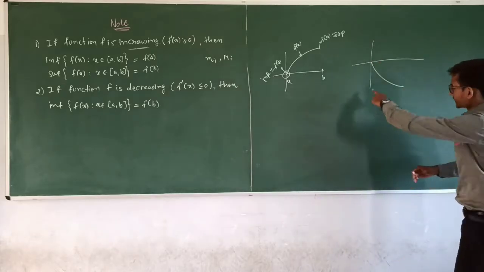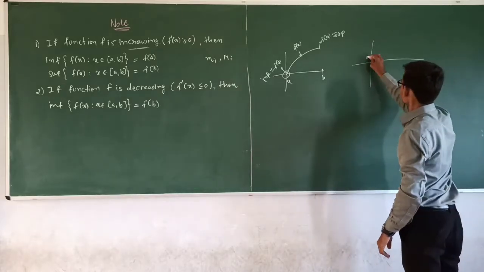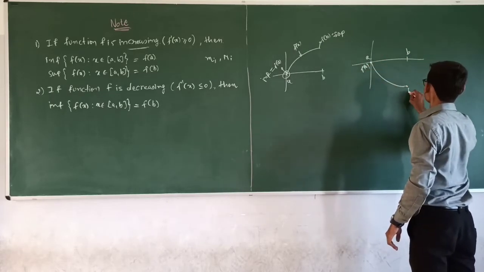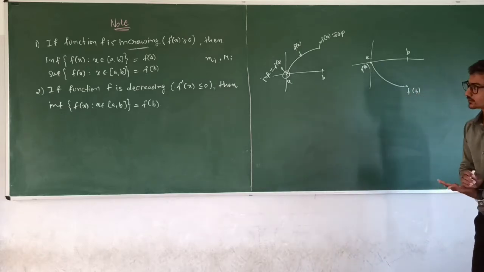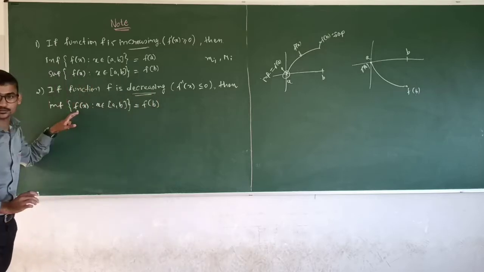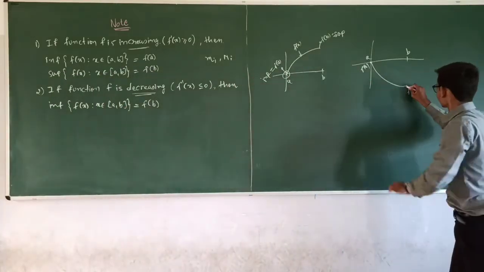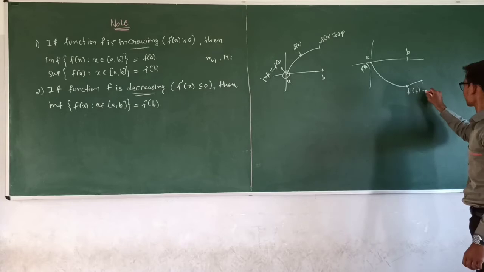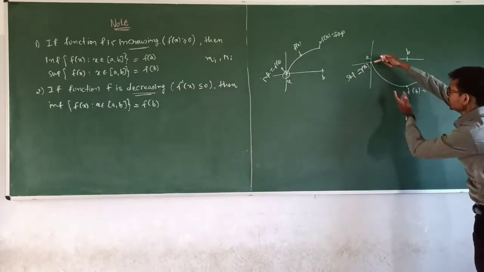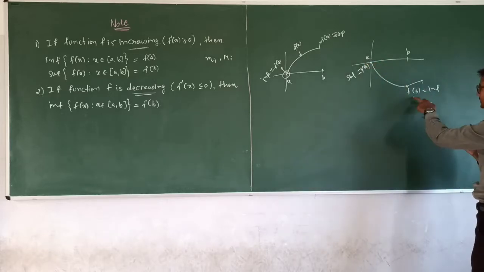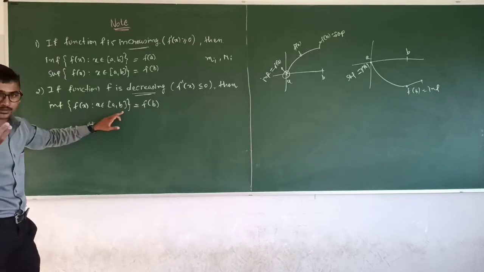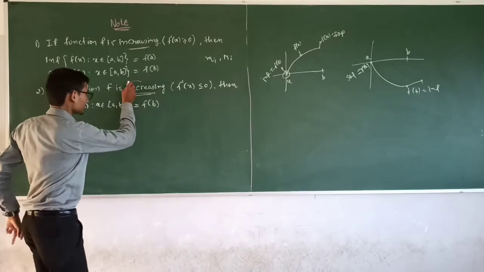Suppose that function is decreasing, our a is this, b is this. So our f of a is this, f of b is this. So what is the infimum value of f of x in a decreasing function? What is the minimum value of that function? Is that this point or not? So that is our infimum, and that is our supremum, because the maximum value of that function is at that point and the minimum value of that function is at that point. So the infimum of f of x such that x belongs to closed interval [a, b] is f of b when the function is decreasing.